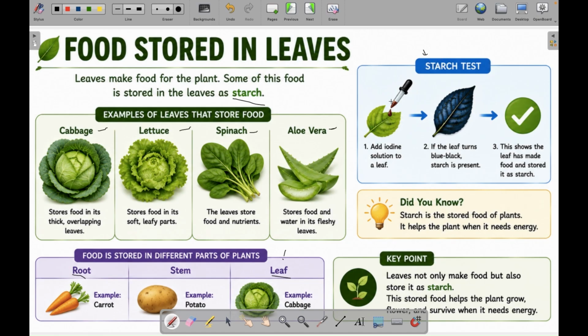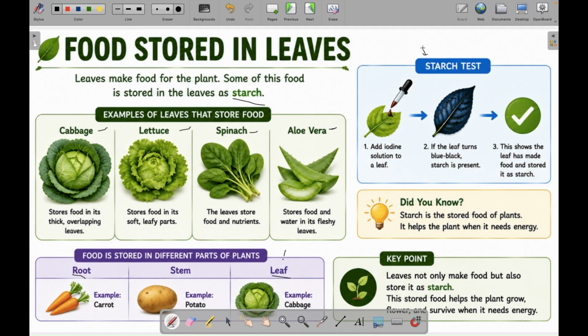Iodine has a property. This is iodine. It is orangish or brownish in color. It has the property that if it comes in contact with starch, it forms a blue-black color. So if we drop some drops of iodine on the leaf, what will happen if starch is present? It will turn blue-black. If it is not turning blue-black, then we can confirm that starch is not present, or the plant did not prepare food in that leaf.